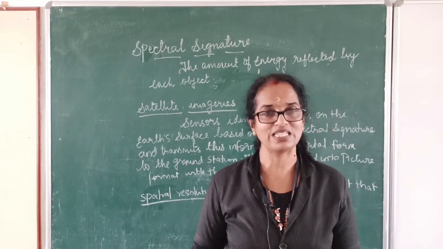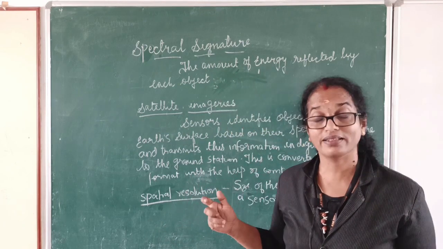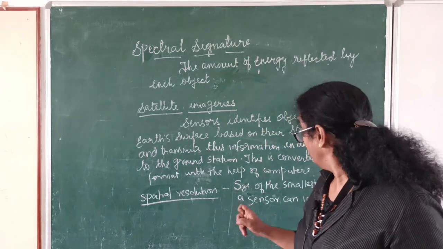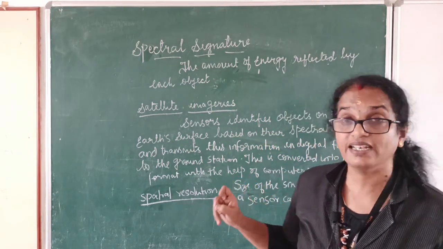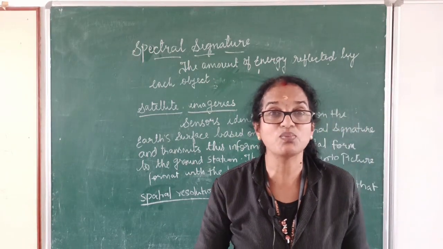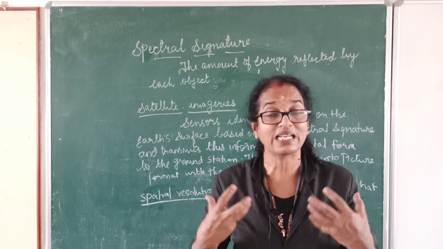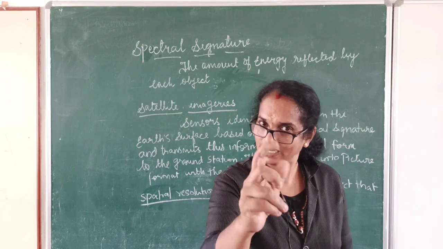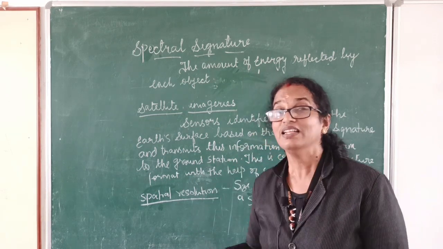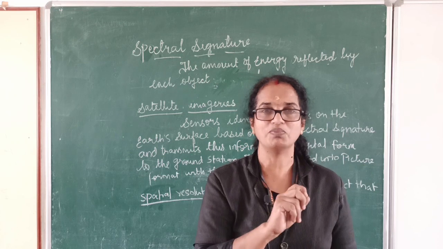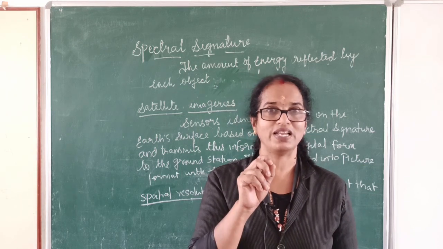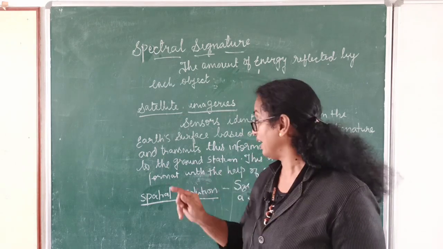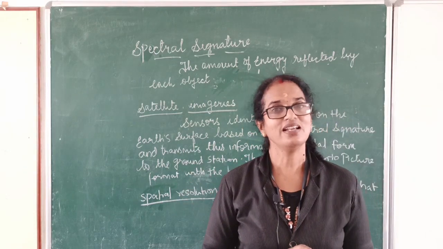spatial resolution. What spatial resolution means what? The size of the smallest object that a sensor can identify. So sensors have got that capacity also. Are you getting it? സെൻസേഴ്സിന് ... മൊബൈലാണെങ്കിൽ നമ്മുടെ കൈയാണ് ഉപയോഗിക്കുക. ഇവിടെ എന്താണ്? The size of the smallest object on the earth's surface can be identified by using a sensor, and that is called as spatial resolution.